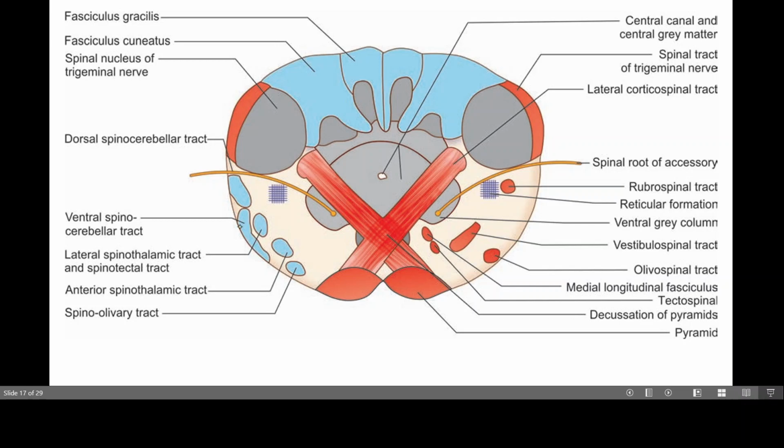Even though the olive is not visible at this level, if we go in the next section somewhere here, the inferior olivary nucleus will come into view, which will raise an elevation on the surface called the olive. So between the olive and the inferior cerebellar peduncle is the posterolateral sulcus, or the post-olivary sulcus, from which one of the three nerves to come out is the 11th nerve, or the accessory nerve.